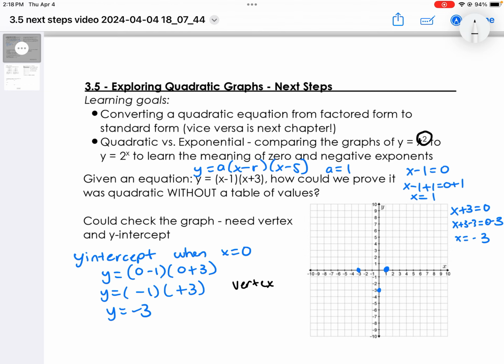So with the vertex, we are going to use the zeros to solve for the x value. So we have +1 and -3. We need to know where the halfway point is. We want to cut our parabola into 2 equal pieces. So we have -2/2, which is -1. And once you have an x value, you can sub that in and solve for y.